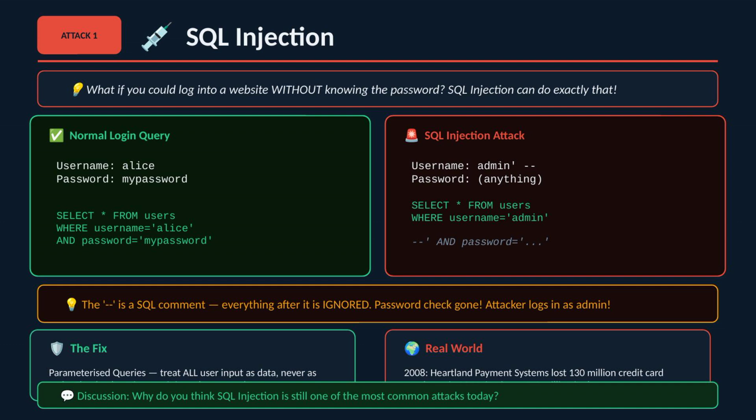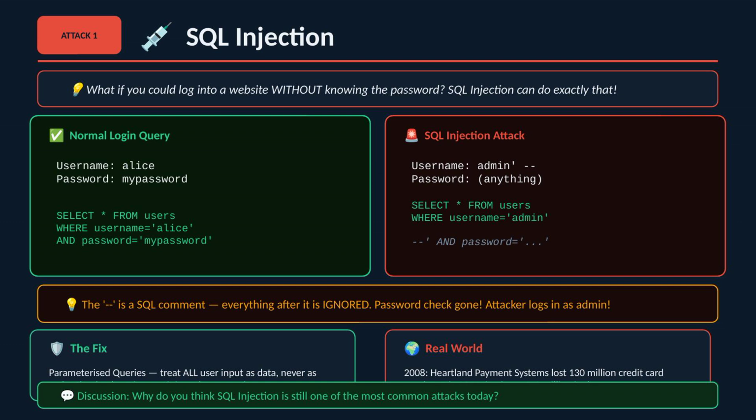Now here is the exploit. What if instead of typing Alice as a username, an attacker types admin single quote dash dash? The query now becomes select star from users, where username equals admin, and then everything after the double dash is a SQL comment and gets completely ignored. The password check disappears. The database says, yes, admin exists, and lets the attacker in without a password.